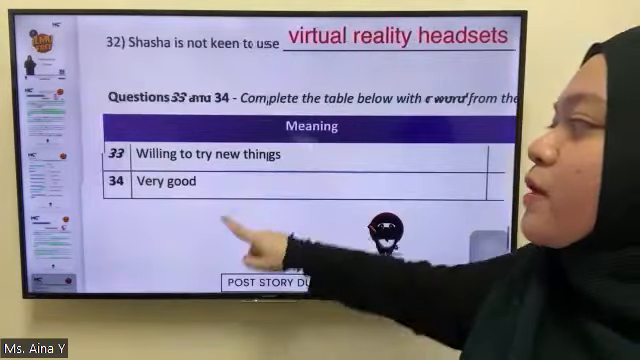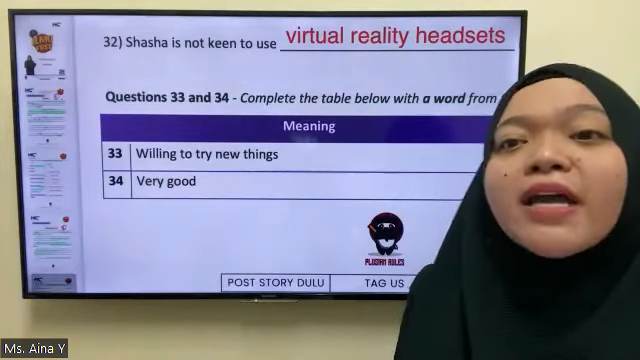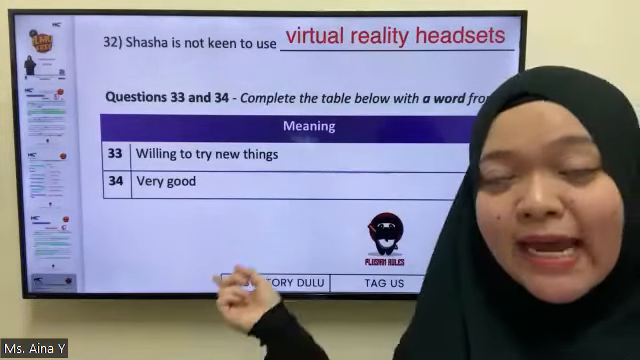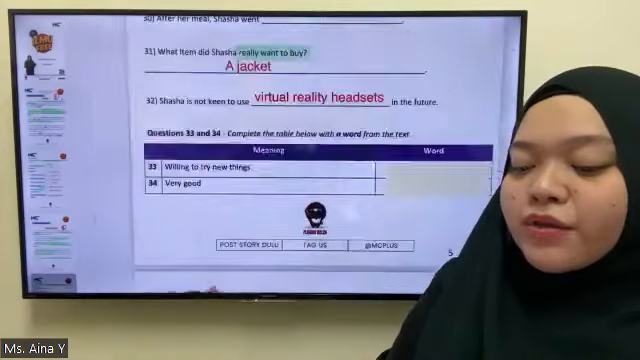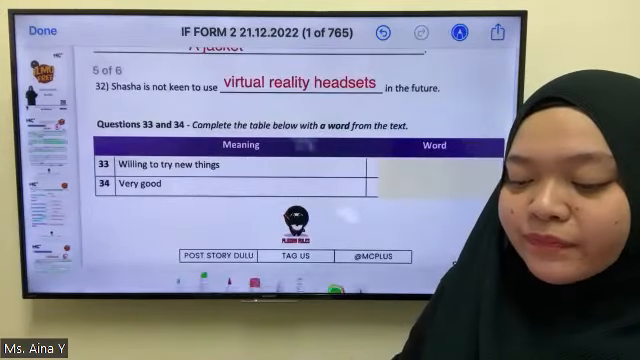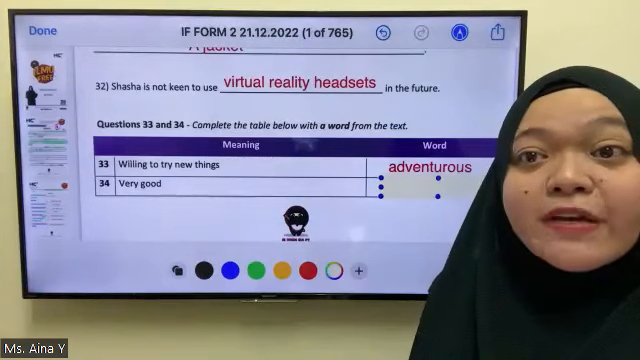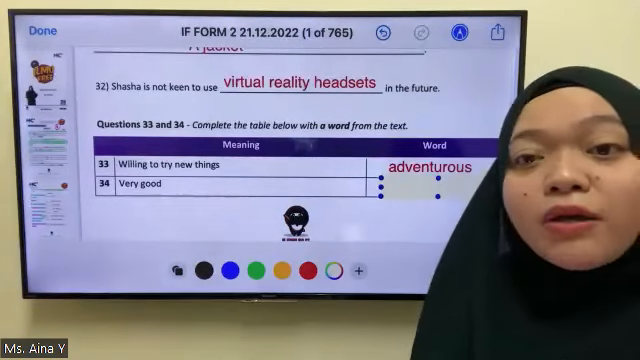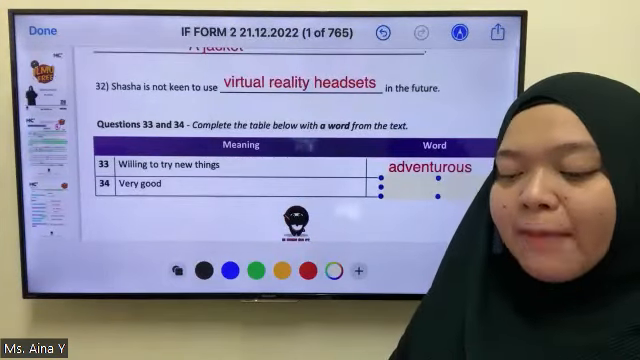Alright. So the number 33, willing to try new things. So which word has the same meaning as this one? So the answer is adventurous. So the jawapan dia adalah adventurous in the first paragraph. And then we have very good. The answer is amazing.